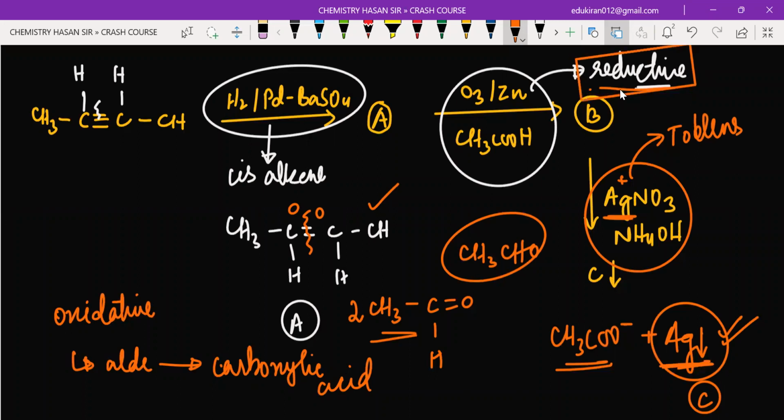If this will be the oxidative ozonolysis, then what will happen? This aldehyde will be automatically converted into carboxylic acid. Is that clear? And what is oxidative? This is your carboxylic acid. At the place of this, if you are getting hydrogen peroxide, then it will be oxidative ozonolysis.